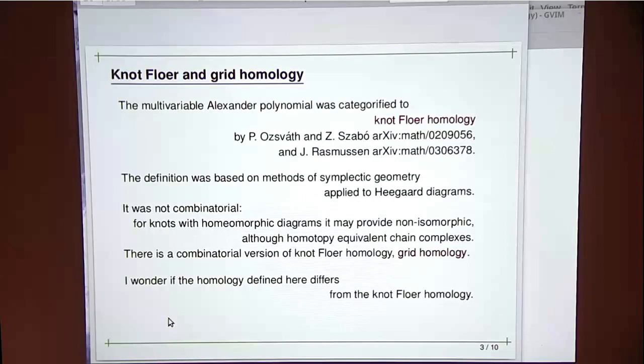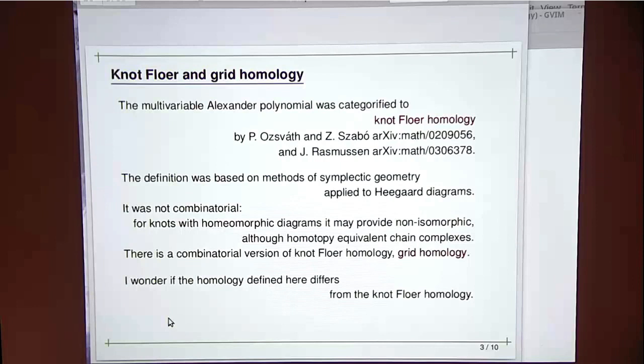Was it over Z2 or over a field? Over Z. Well, it is. Calculation was up to 8 crossings over Z, really? Does it matter? I don't remember, Tolja. I don't remember either, but does it matter? Anyway, it is a categorification.